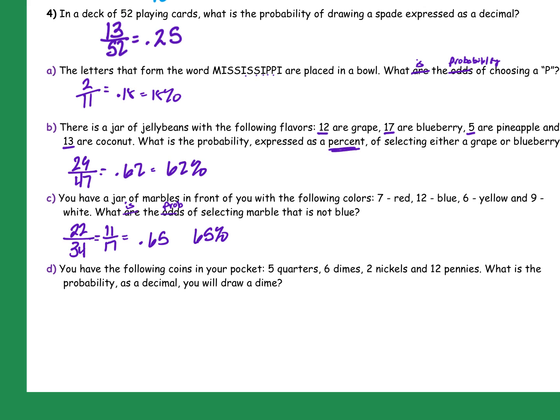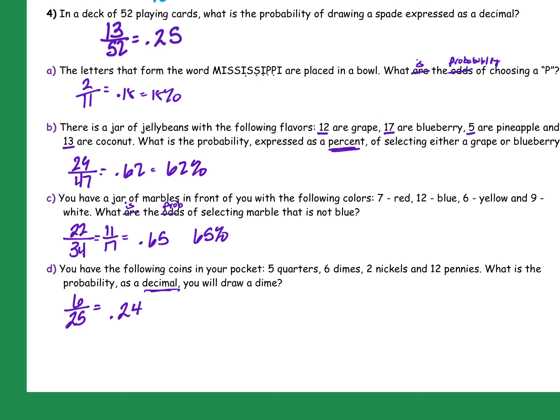You have the following coins in your pocket: 5 quarters, 6 dimes, 2 nickels, and 12 pennies. What is the probability as a decimal you will draw a dime? So how many coins do I have? 25 coins. And how many of those coins are dimes? 6. And then I put that in my calculator, and I'm going to get 0.24. It doesn't say percent, this one just wants it as a decimal. But you could write 24%.